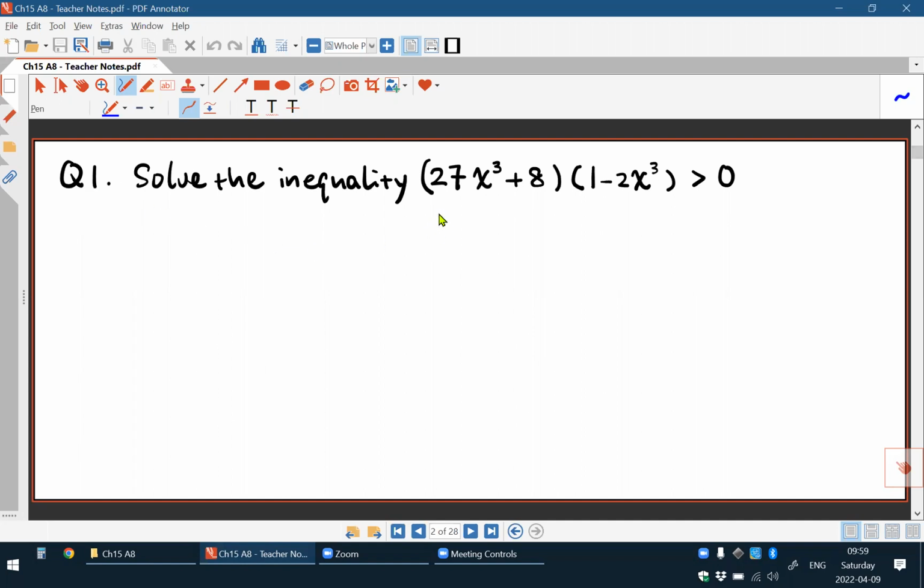Okay, first one, you have a product of two binomials that is greater than 0. So apparently this is 3x cubed plus 2 cubed, right? And the second one can be rewritten as 1 minus 2 to the 1/3, then x. So 1 cube minus this cube, right? Okay, so we can use this formula to factor them.